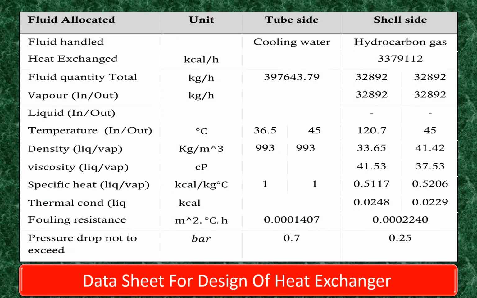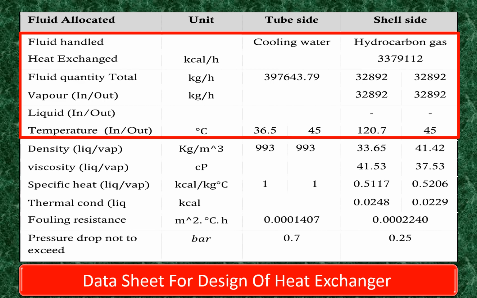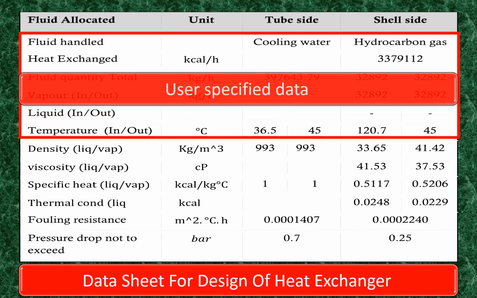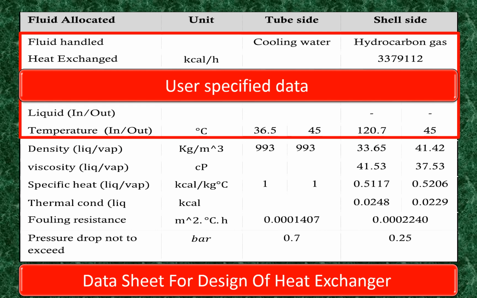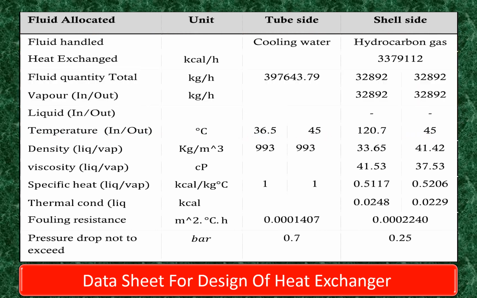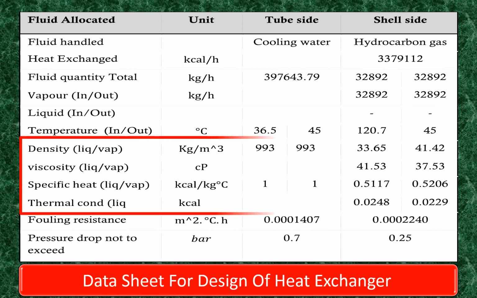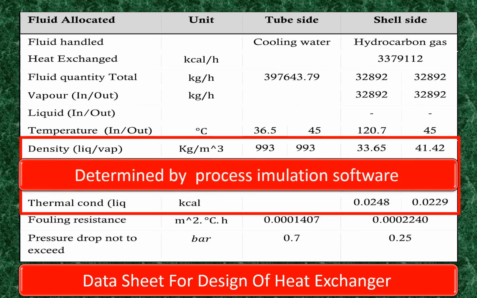The typical specification or data sheet for designing heat exchanger is presented here. It contains the fluids handled, the heat duty of the heat exchanger, the flow rates, the inlet and outlet temperatures of the cold and hot streams, corrosive and erosive nature of the fluids, etc. This is user specified data. The next part is thermodynamic properties of the cold and hot fluid streams. These are also included but generated by simulation.